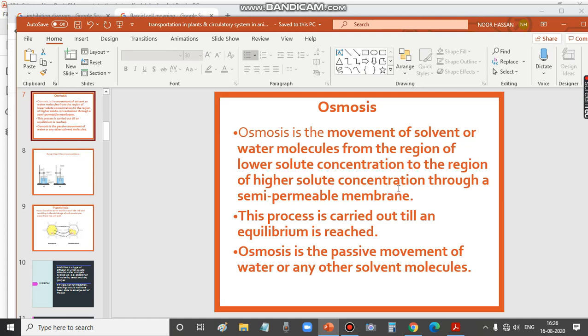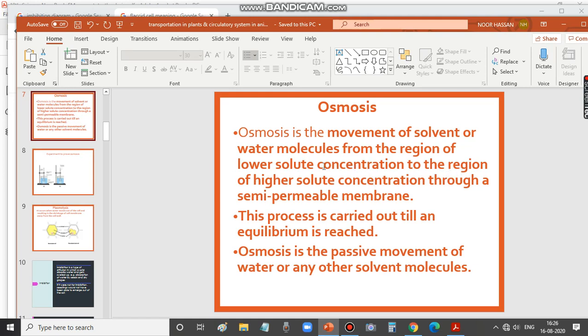This is osmosis. It refers to the movement of any solvent or water molecules from the region of lower solute concentration. If the concentration of the solute is less in one medium or one part, and it moves to the region of higher solute concentration. There are two places where in one place there is less concentration of solute, whereas in the other region there is higher solute concentration.